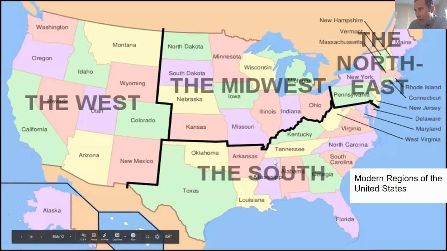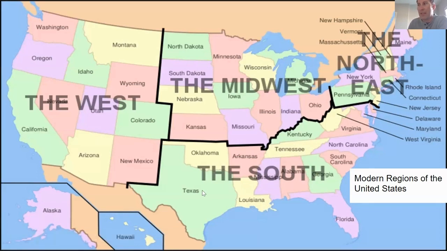You've got the South, which obviously is going to expand from Virginia down through the Deep South into Mississippi, and then Texas is included in that. And then you've got the West. And the West today is everything really west of Kansas, Nebraska, and the Dakotas.